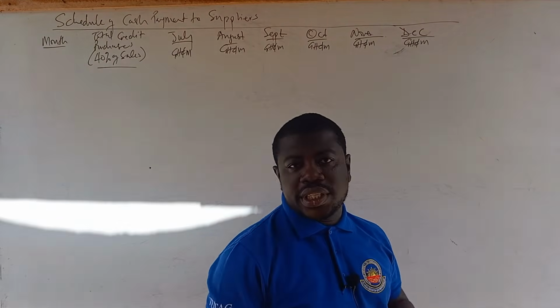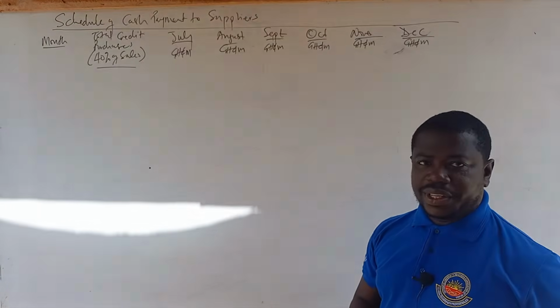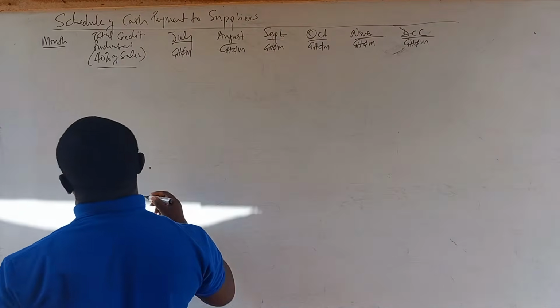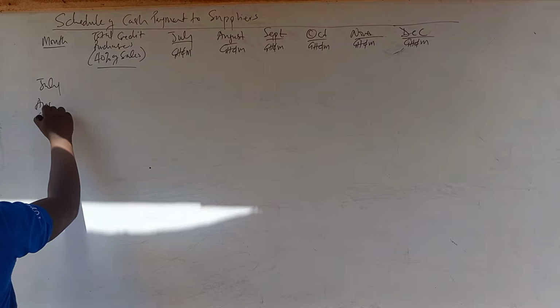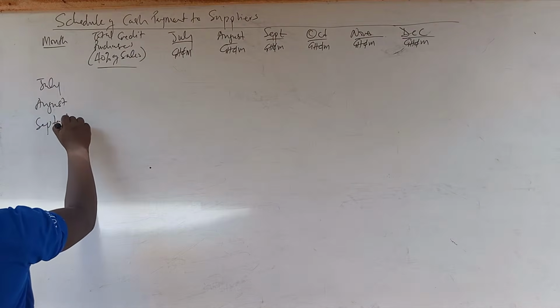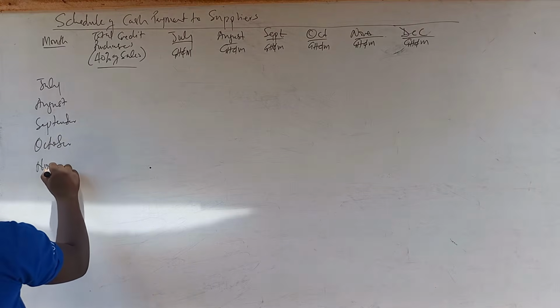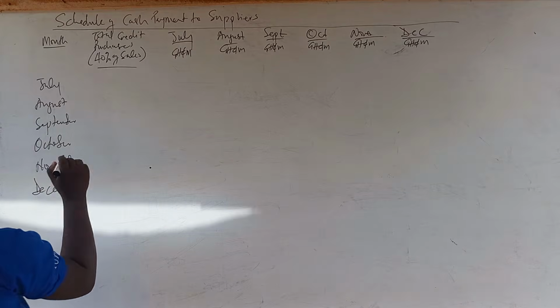All right, so this is how to go by the schedule. So we are going to prepare this. Now, watch what I'm going to do. July, August, September, October, November, and December.